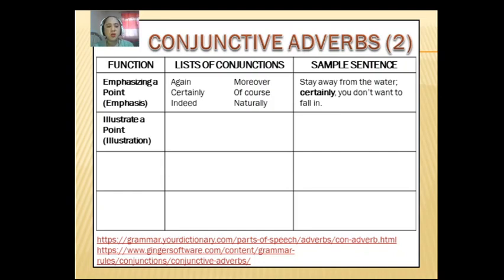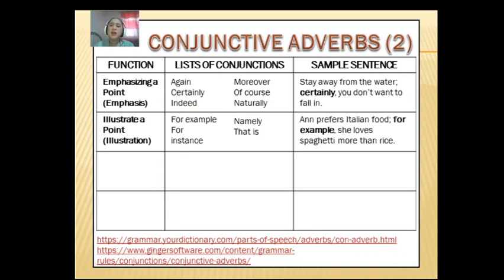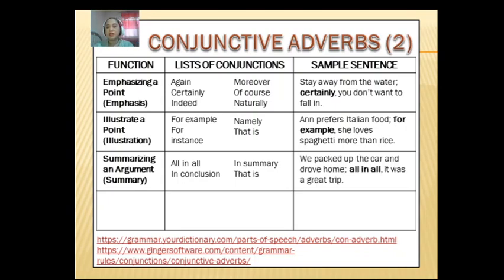Another function is to illustrate a point. Examples are for example, for instance, namely, that is. Anne prefers Italian food. For example, she loves spaghetti more than rice. Another function is to summarize an argument. We have all in all, in conclusion, in summary, and that is. We packed up the car and drove home. All in all, it was a great trip. It was a great trip summarizes how they felt during their trip.